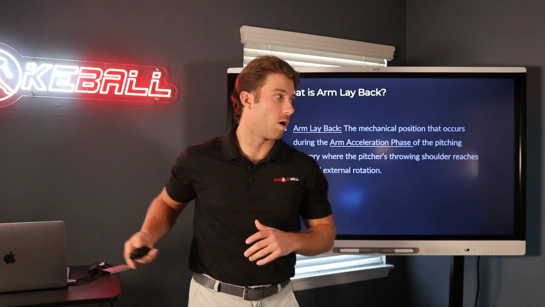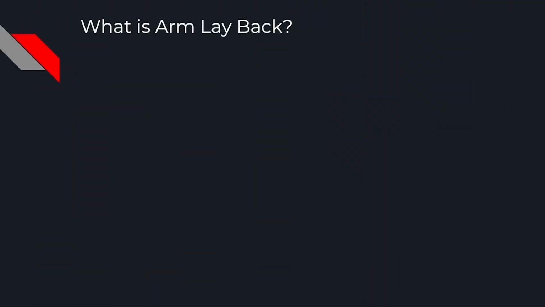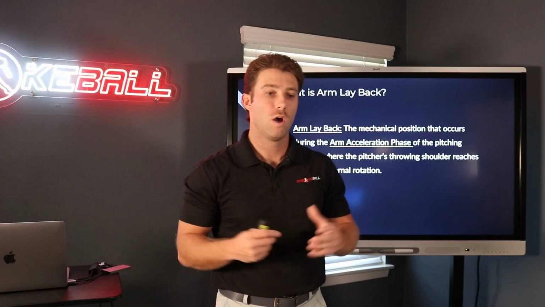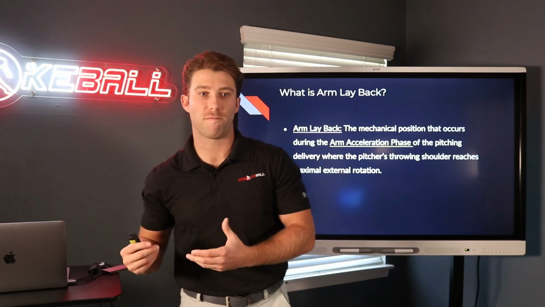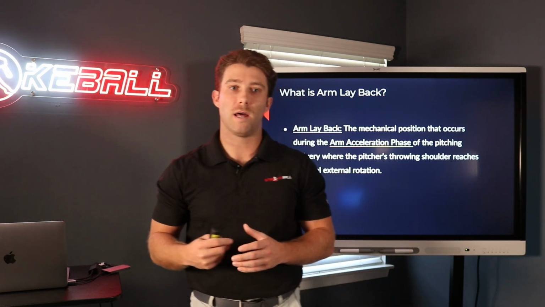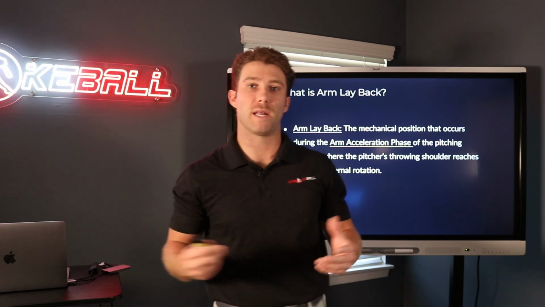So first we'll start off with what is arm layback. Arm layback is the mechanical position that occurs during the arm acceleration phase of the pitching delivery where the pitcher's throwing shoulder reaches maximal external rotation. So we're talking about the point in time between front foot strike and ball release where the pitcher's shoulder reaches the maximum range of external rotation that they're going to achieve.